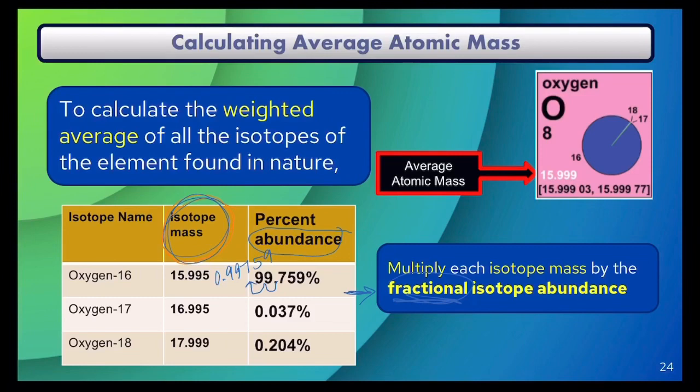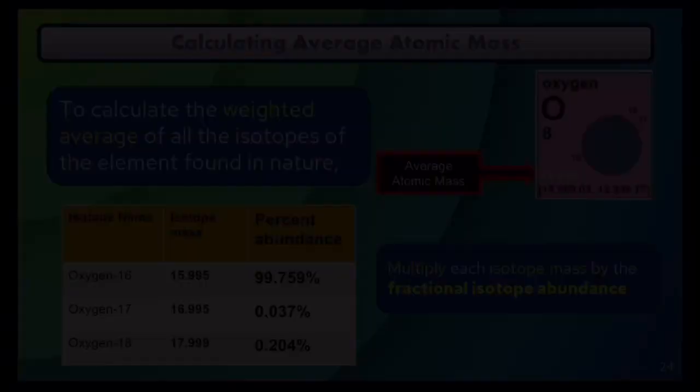Okay, and that'll give you 0.99759, because we need to get rid of these percents. So to get rid of the percent, divide by 100, and you would get 0.00037. And then divide this one by 100 to get rid of the percent, and you would get 0.00204. So that's how you convert the percent abundance to fractional abundance.